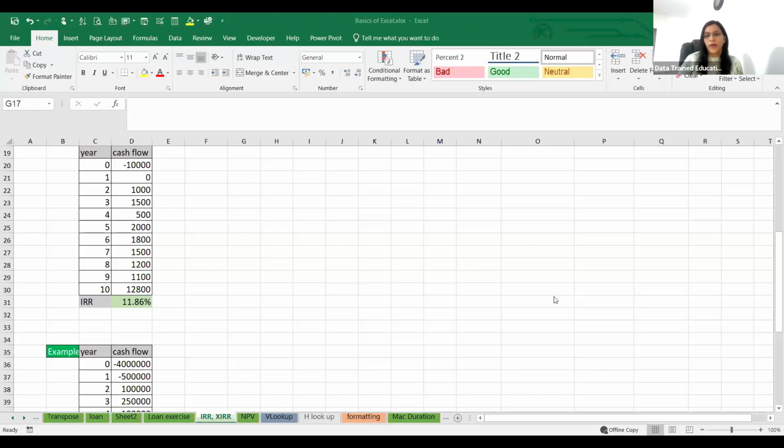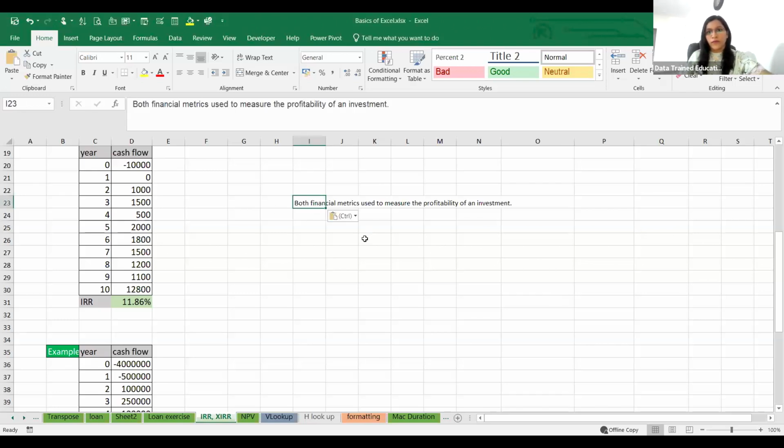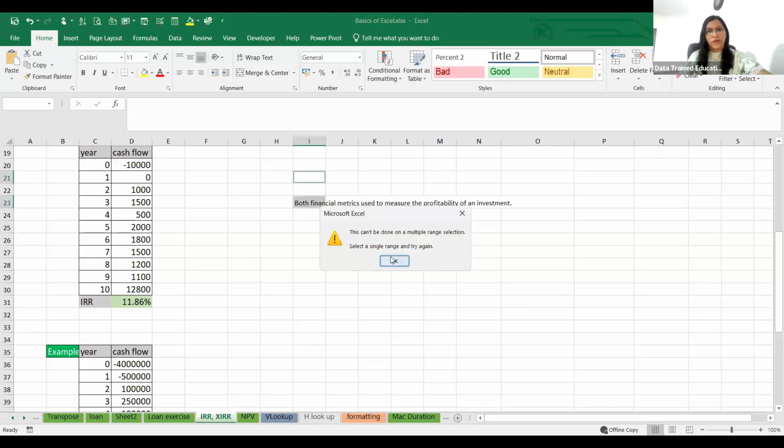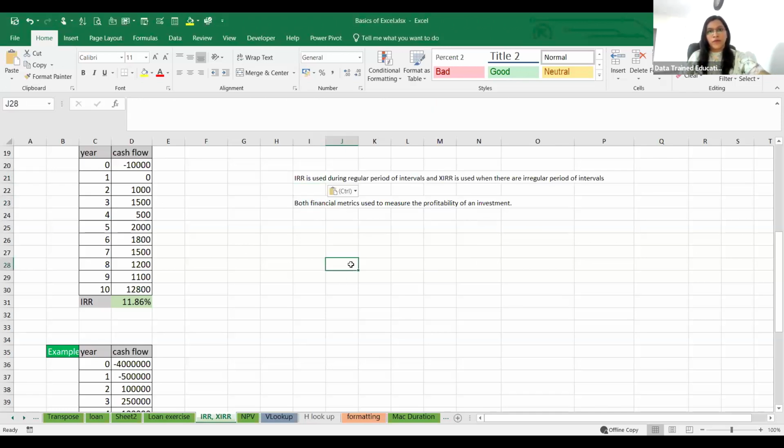Okay. I'll just read one more point. Both financial metrics used to measure the profitability of an investment, right? So these are the points that you all have written in chat box. I have mentioned it here so that others can also see that.